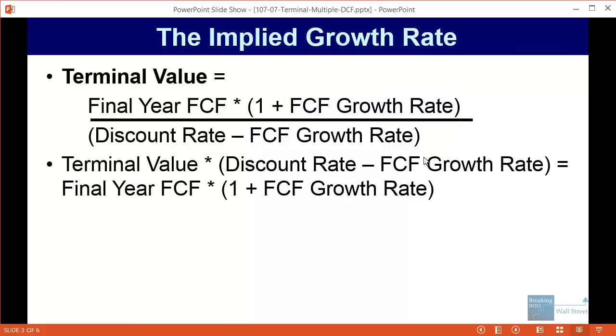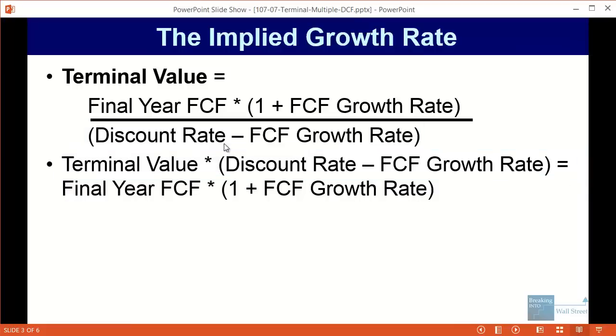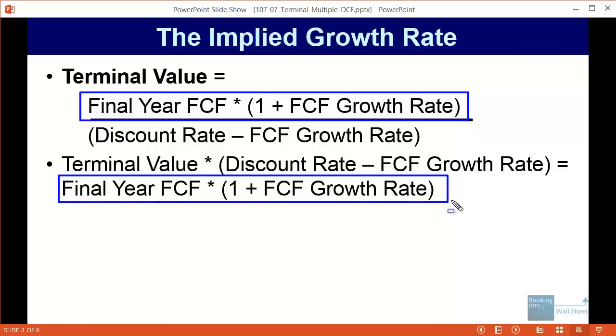So the first thing that we do here is get rid of the denominator, and so we multiply both sides by the discount rate minus the free cash flow growth rate. By doing that, we essentially take this term over to the left-hand side of the equation. Now it's just terminal value times the discount rate minus the free cash flow growth rate, and that of course is equal to our numerator that we had before, the final year free cash flow times 1 plus the growth rate.